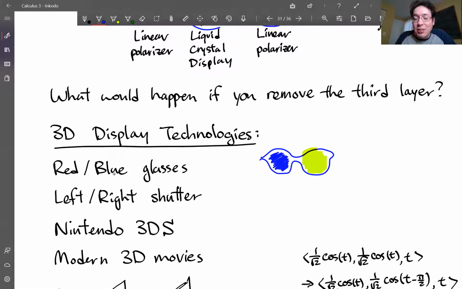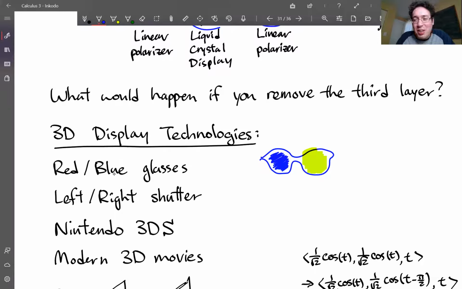So you're getting two different images from the left and right glasses, and you can kind of see the 3D effect that way. So the way we perceive depth is by comparing the two images that we're getting from the left and the right eye, and then kind of deducing how far away they must be for it to be off by a certain amount.